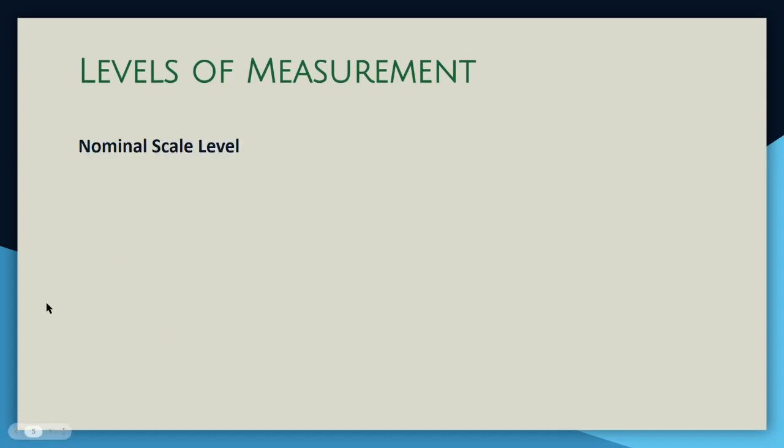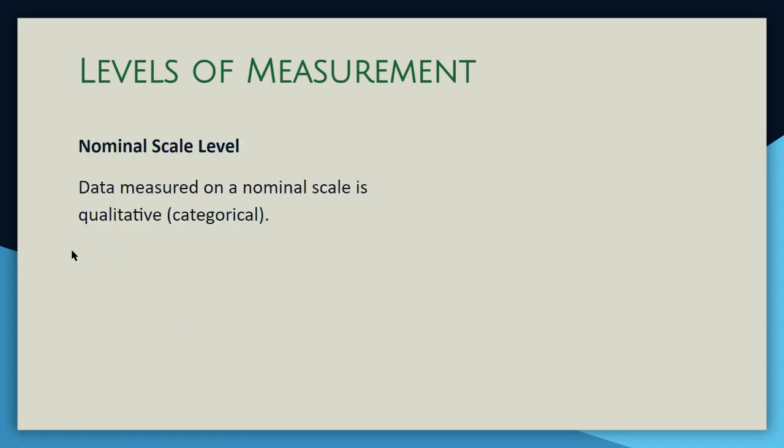So the first is the nominal scale. Data measured on a nominal scale is qualitative. So all of our categorical data generally falls here in the nominal scale. Eye color, blood type, favorite food, business names, type of pet.